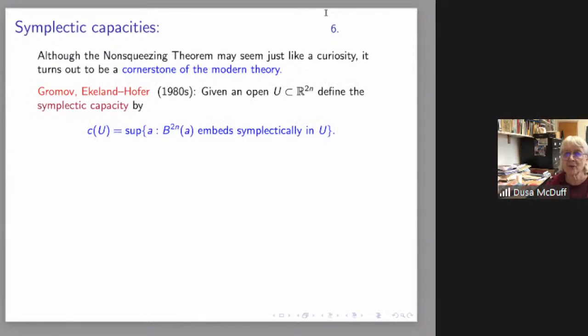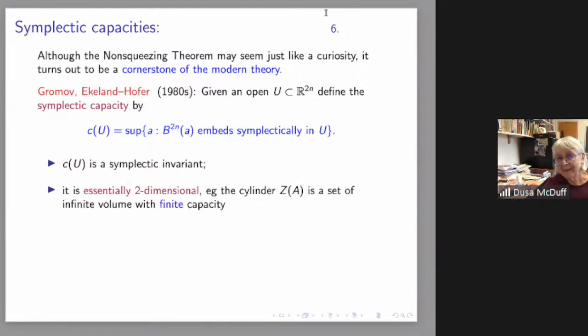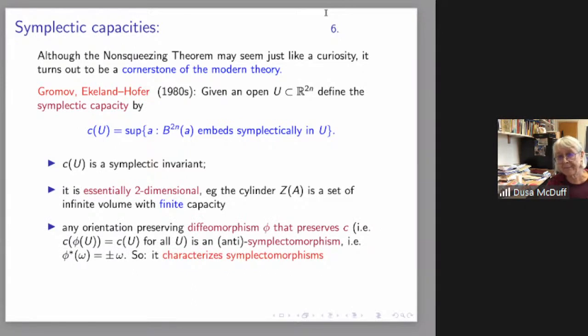symplectic capacity. So you say, what's a symplectic capacity? Well, it's a kind of measurement of the size of a set, which is invariant under symplectomorphism. So here I've defined one, which is the size of the largest ball that will embed in U. And it certainly is a symplectic invariant of U. It's essentially two-dimensional, because if you take the cylinder, that's got infinite volume, but it's got finite two-dimensional capacity.